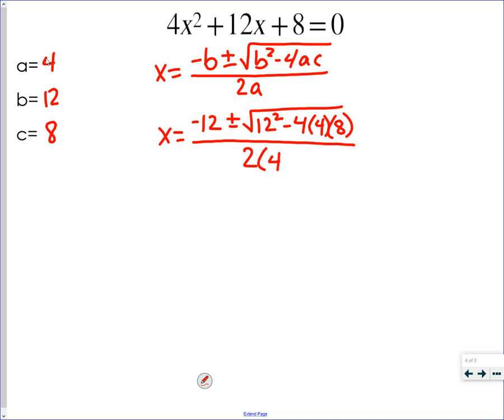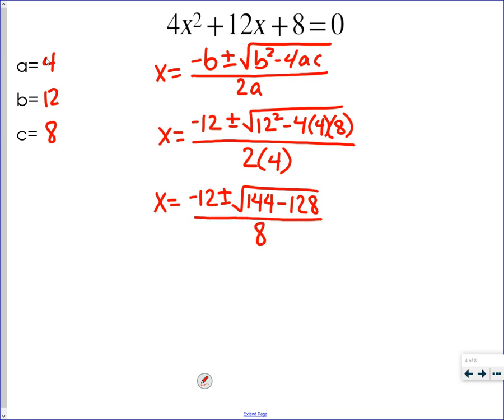2 times 4. So I have negative 12 plus or minus the square root of 12 squared, I said, was 144. 4 times 4 is 16, and 16 times 8 is 128. 2 times 4 is 8. None of this is really that difficult in terms of the math that's going on, especially knowing that you can use a calculator, but you have to take your time. You have to be really careful on this.